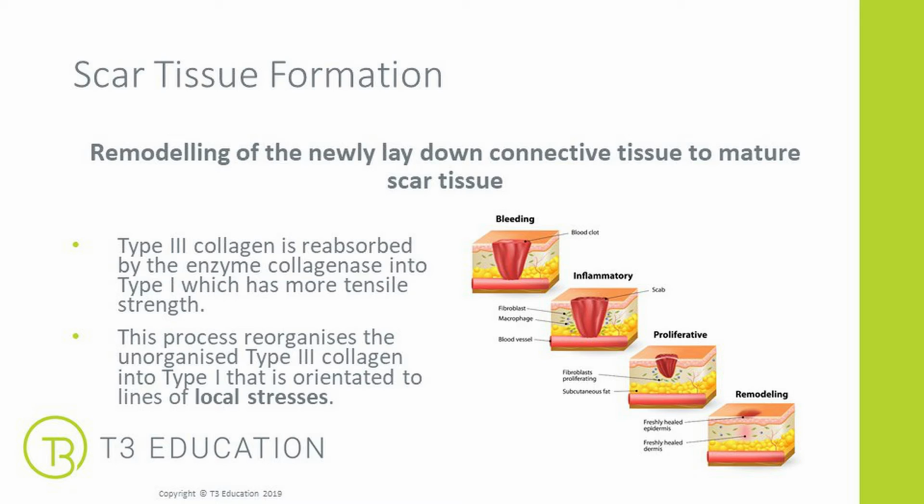So the remodeling phase is where there is newly laid down connective tissue that becomes mature scar tissue. The type 3 collagen from the proliferation stage is reabsorbed by the enzyme collagenase into type 1, which has a lot more tensile strength than type 3. This is the process that reorganizes the collagen tissue, as type 3 is quite disorganized, and type 1 is orientated in those local lines of stress.